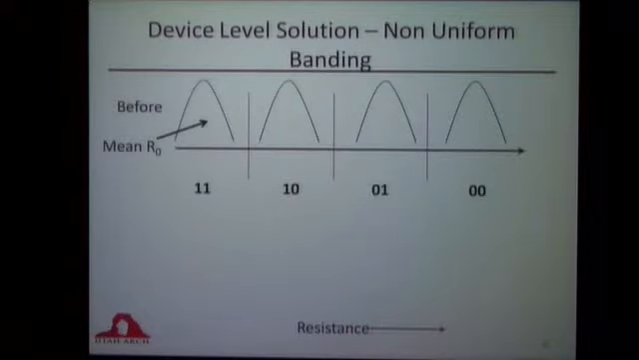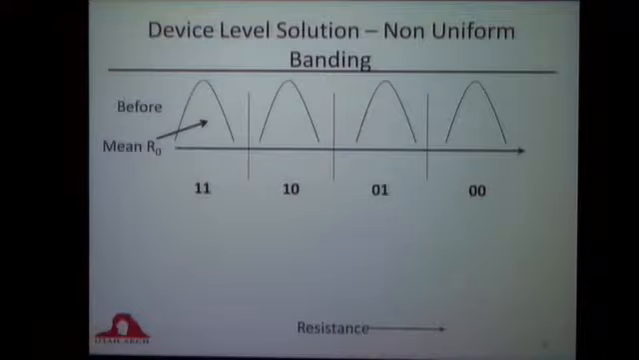The second device level solution that we propose is called non-uniform banding. As before, we have the resistance range on the x-axis. It's divided into 4 different states for a 4-level MLC. Each is associated with 2 bits of information.